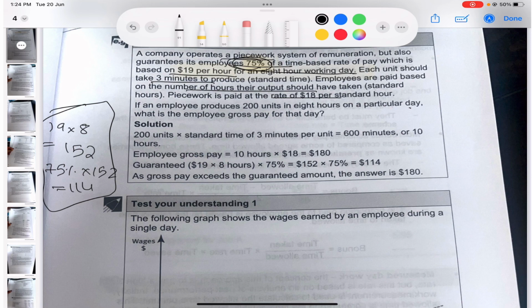It's written over here that it guarantees 75% of 19 per hour in an 8-hour working day. So 19 multiplied by 8 will give you 152. 75% of that is 114. So that is something which is guaranteed. Okay.